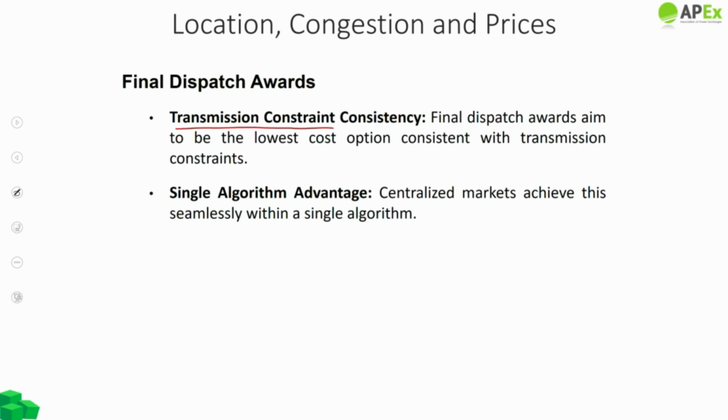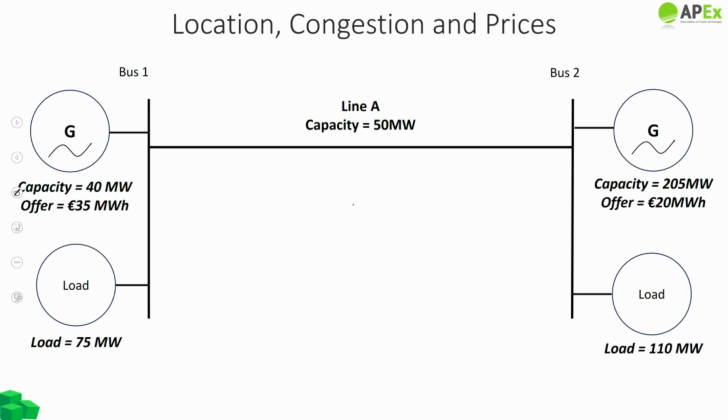As I said earlier, to ensure this consistency, it is much more convenient in the pool structure to consider all these constraints while deciding the optimal dispatch in a single algorithm, while the same will require multiple iterations in a non-centralized system. So, this is one of the advantages of the pool structure, that the consistency with the transmission network can be easily achieved. Let us explain this with the help of an example.